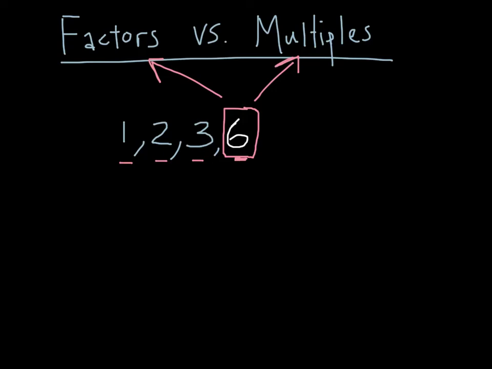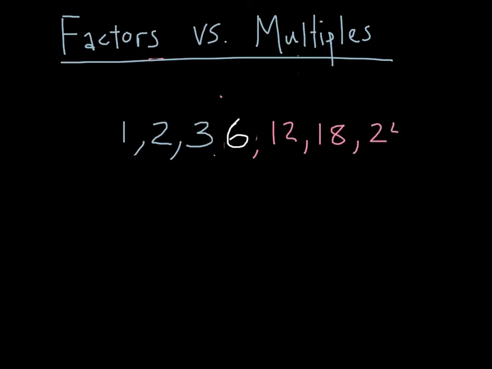Okay, let's get rid of this. And now let's focus on the multiples of 6. So the first one is the number itself, 6. And the next multiple of 6 would be 12, then 18, then 24. And we really could just keep going on and on forever, so I'm just going to stop there. But hopefully this gives you sort of a visual of what the difference is between factors and multiples.